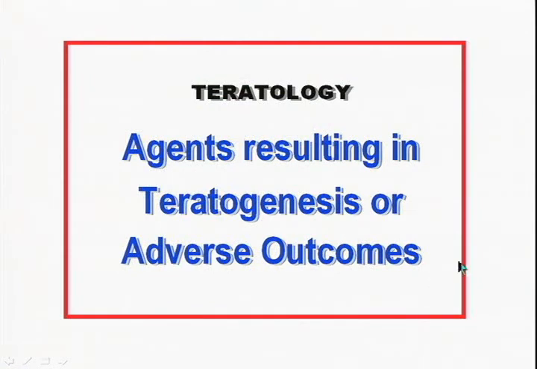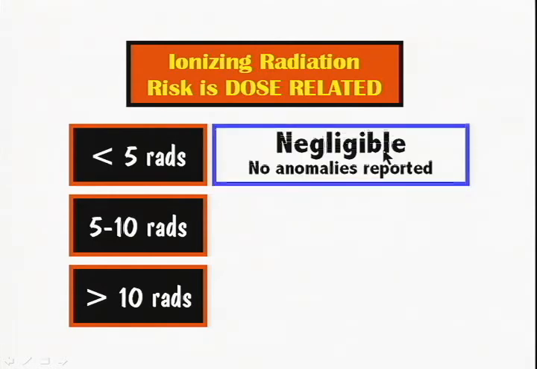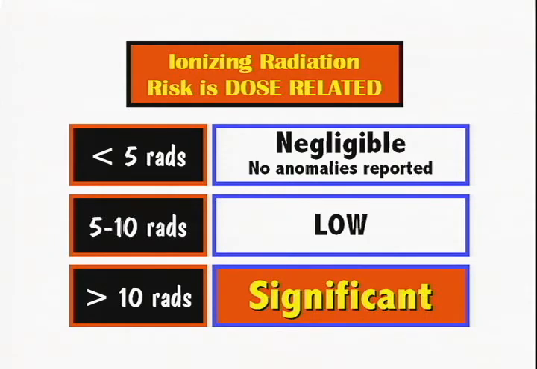Okay, let's look at various agents that result in teratogenesis or adverse outcomes. The radiation dose, if you look at exposure, which is less than 5 rads, there is basically no significant risk. Even up to 10 rads, the risk is minimal. When we're looking at significant dose of exposure, we're looking at 10 rads or more.